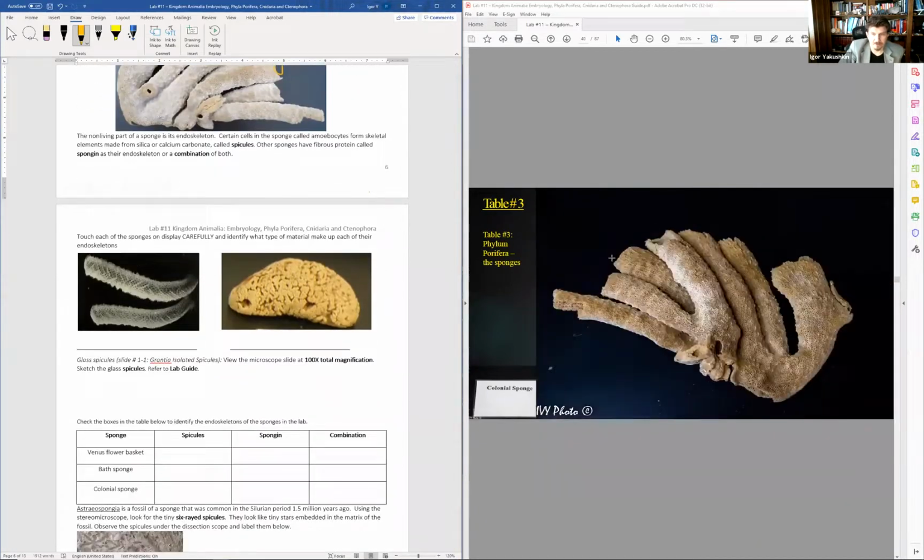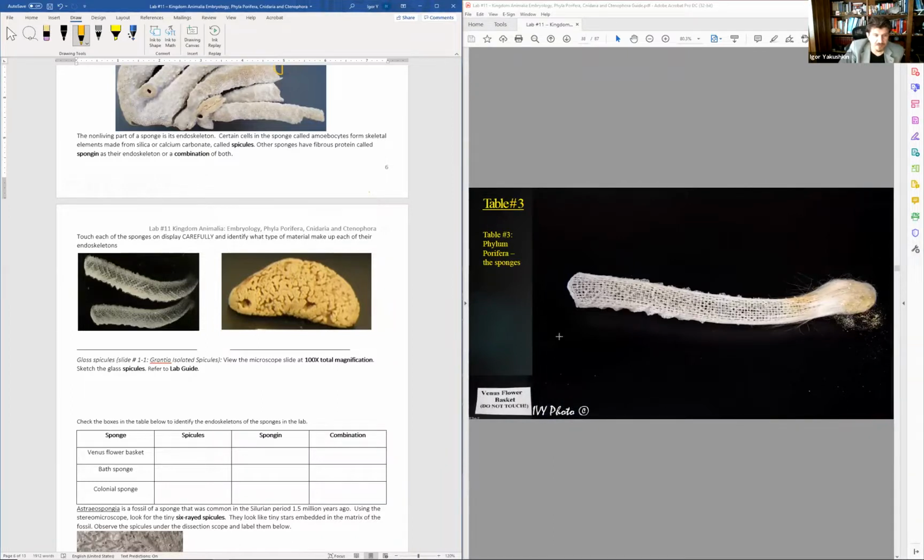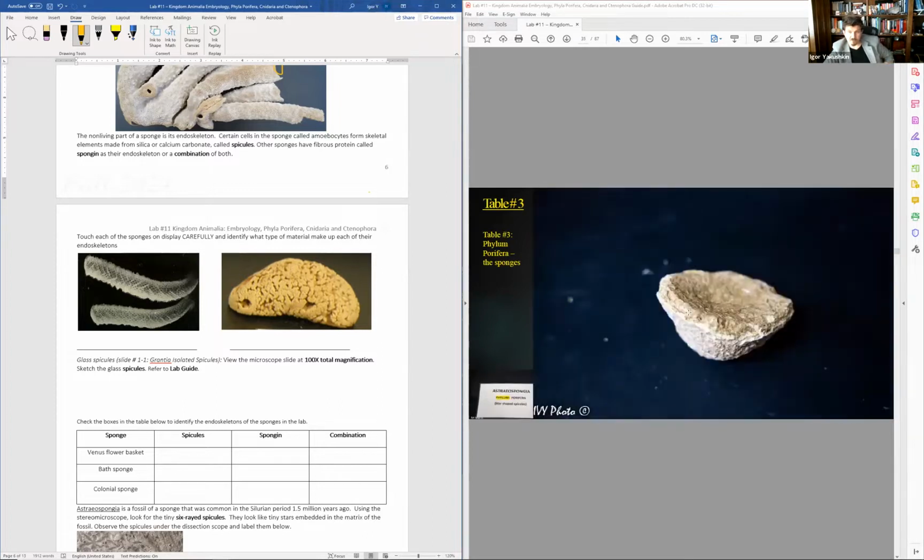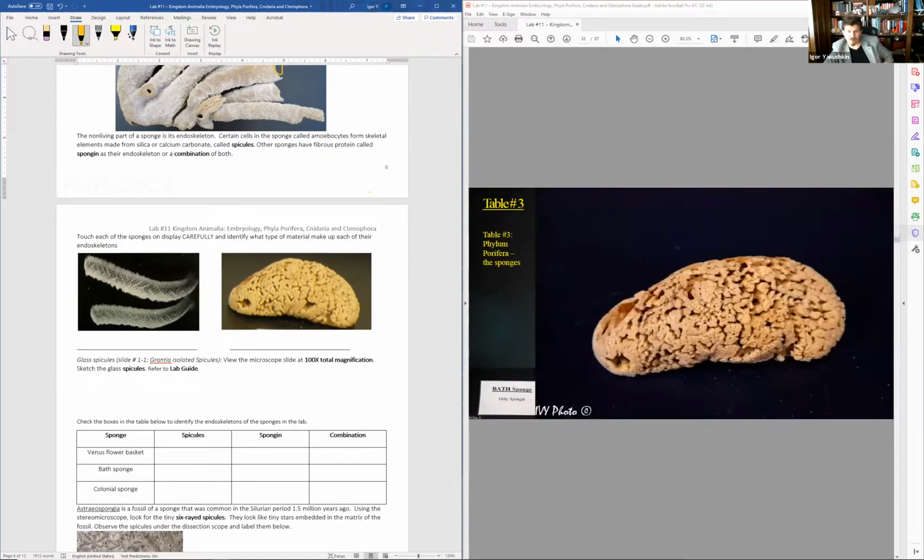All right. Here we're looking at the Venus basket, also known as a glass sponge, because it's made out of silica, very intricate. You can feel that it's made out of fibers of silica dioxide, SiO2. In this particular case, glass sponge versus calcarea. This is a bath sponge, only spongine. A little bit of calcium spicules, not too much though. This is what makes it soft, and that's why we can use it. It's a natural bath sponge.